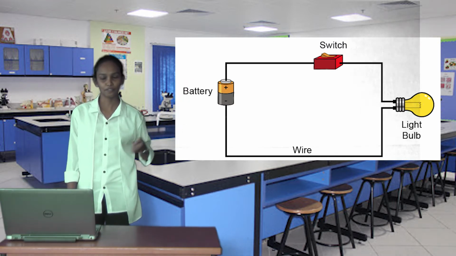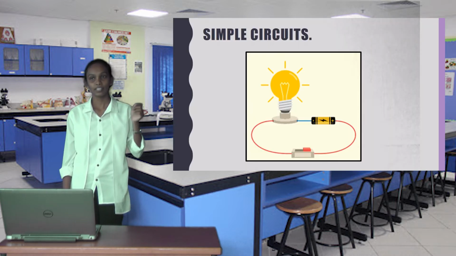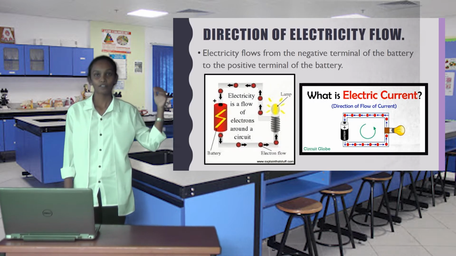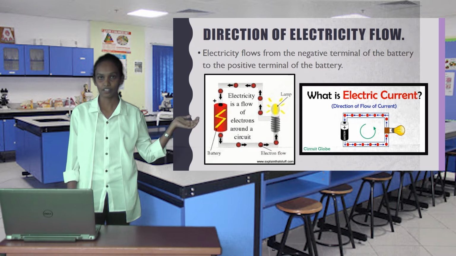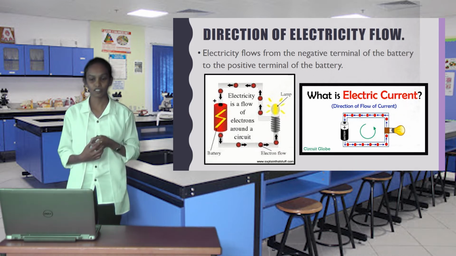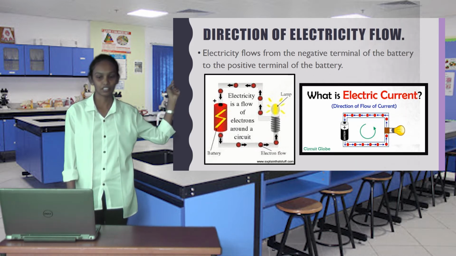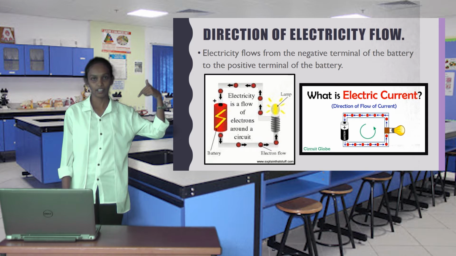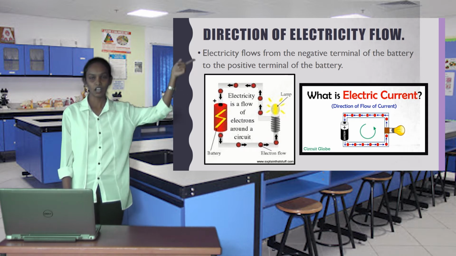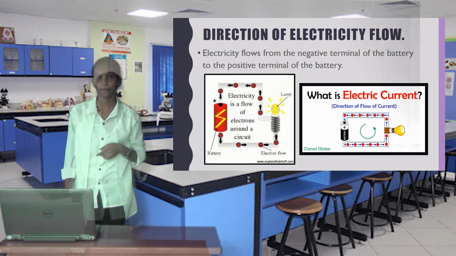Direction of electricity flow. To which direction does the electricity flow? Normally, electricity flows from the negative terminal of a battery to the positive terminal of the battery. You can see in this picture, the arrows are headed from the negative terminal to the positive terminal.